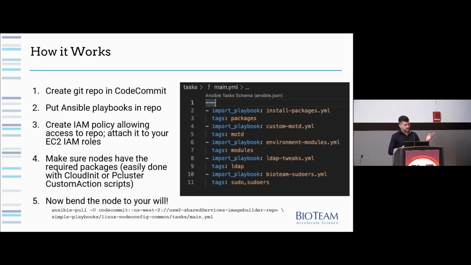So again, how that flow works is that you have your Git repository up in CodeCommit. Probably could be in GitHub, but CodeCommit puts it in the AWS account for you. And then you just put your Ansible playbooks in there. You do need some IAM policy tweaks to let it pull those playbooks down. But then you can have ParallelCluster kick off the Ansible run, and the nodes will self-configure as they boot.